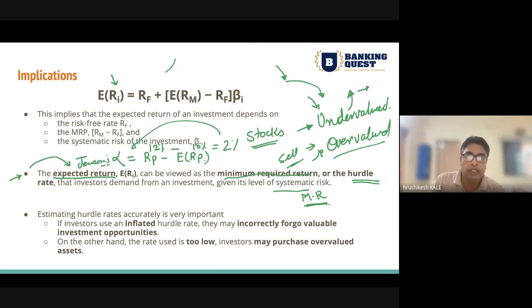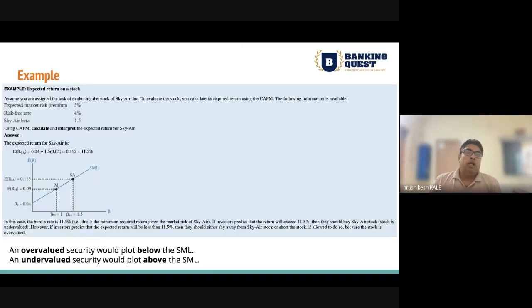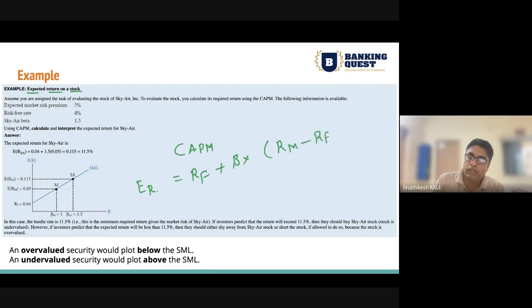So we have seen alpha now. We have seen beta also. Let's move ahead. Okay, expected return. You are supposed to calculate expected return of the stocks using the capital asset pricing model. If you remember the formula, expected return is the risk-free rate plus beta multiplied by return of market minus risk-free rate. This return of market minus risk-free rate is called market risk premium.